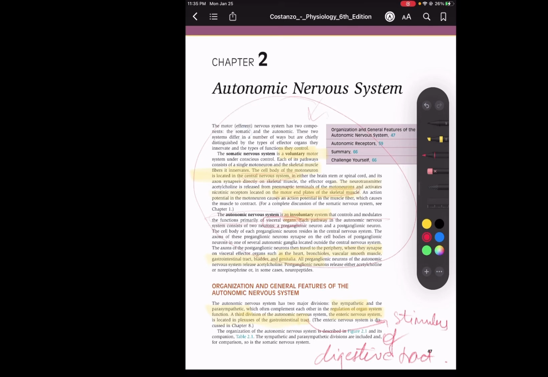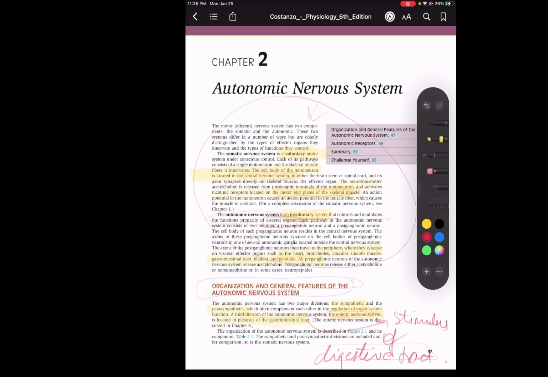Then we come to the organization of general features of the autonomic nervous system. The sympathetic and the parasympathetic come in the autonomic nervous system, and also the enteric part, the third division mentioned here. The enteric nervous system is a stimulus to the digestive tract. It has only digestive organs.